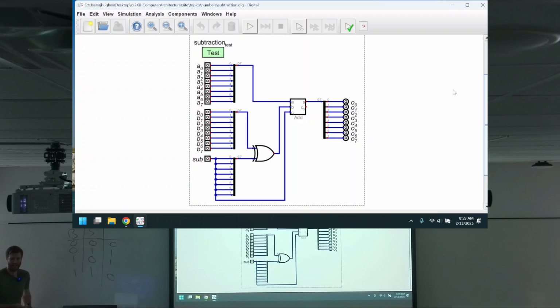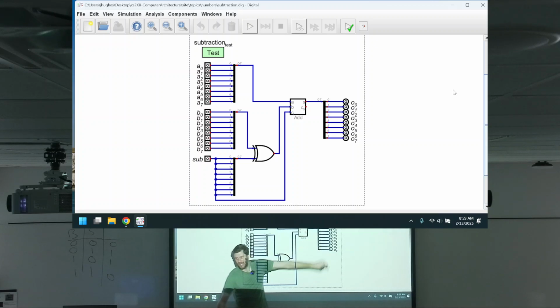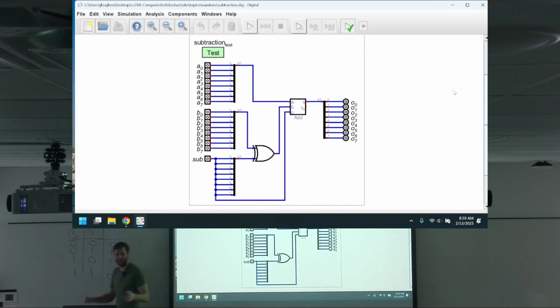It's pretty neat, right? Yeah, there we go, cool. So, what does that mean? Well, when this is on, we invert the inputs and we add 1. So this is 2's complemented. So we add the negative, we get the result in there.